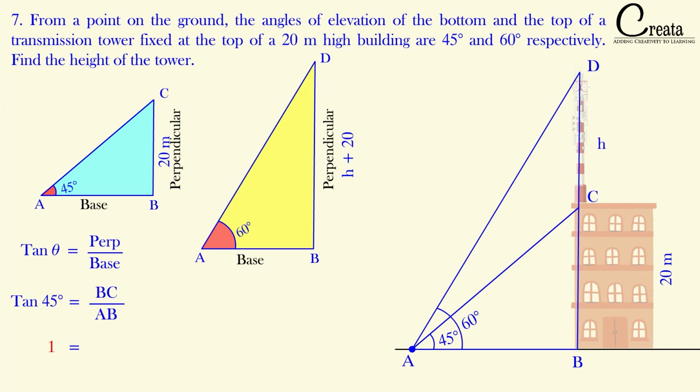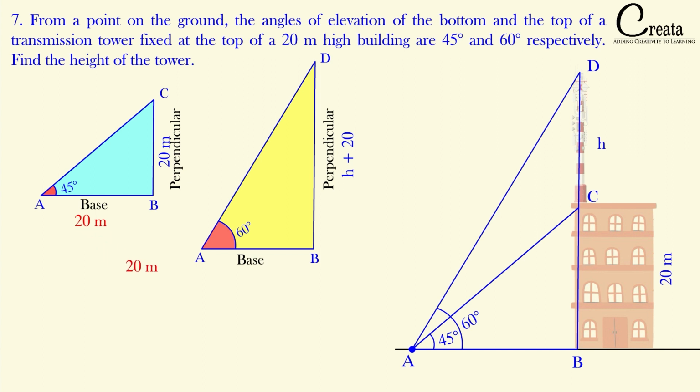Let's see. Further, here BC is given as 20 meters. Let's put BC as 20. Let's solve it. We got AB as also equal to 20 meters. That is the base of this triangle. Got it? The angle is 45 degrees. In the case of 45 degrees, the perpendicular and the base are both equal to each other. The same we have seen in the previous questions too. So we got the side AB as 20 meters.